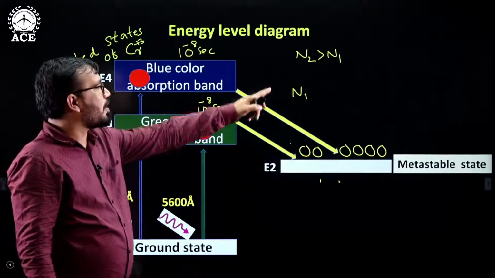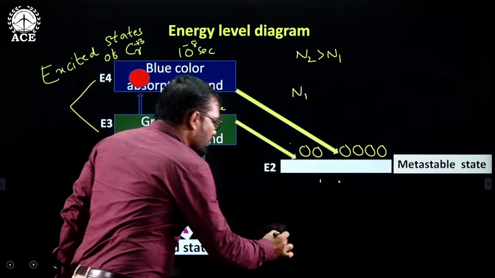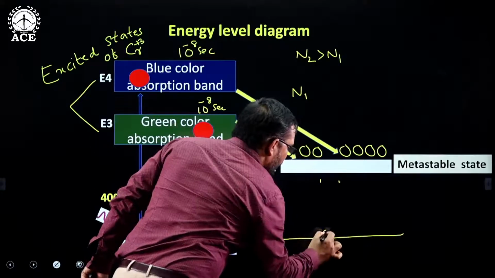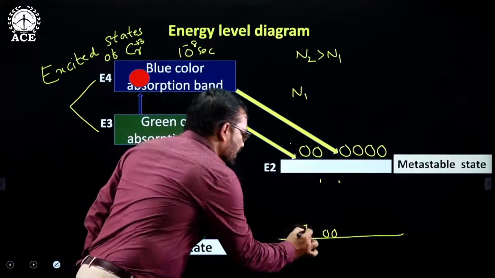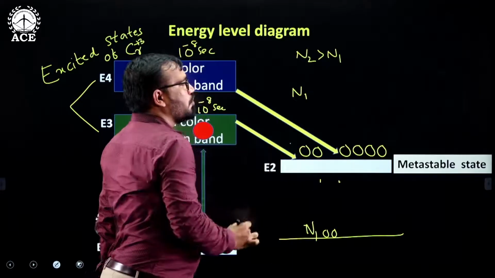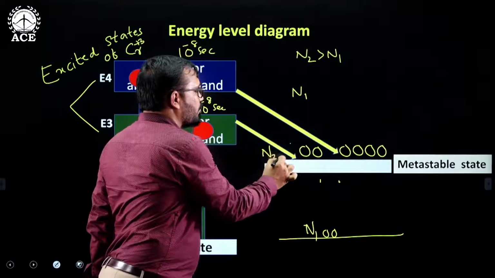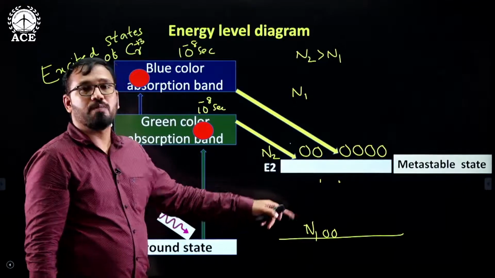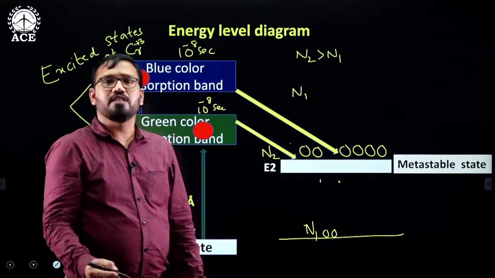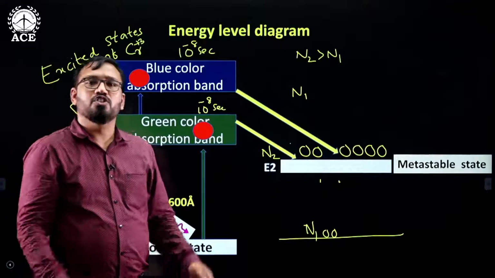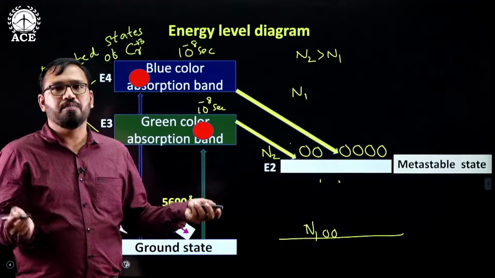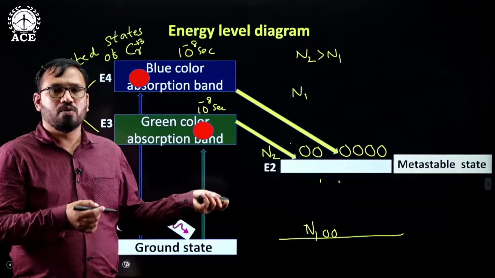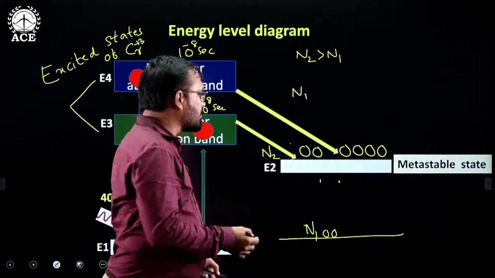When you have more atoms in N2 than in the ground state, for example you have fewer atoms in the ground state. N1 is less, N2 is more. N2 is greater than N1, so you achieve population inversion. Once we achieve population inversion, what happens? The stimulated emission process takes place. What is stimulated emission? We just discussed it. So when the stimulated emission process occurs, what results?